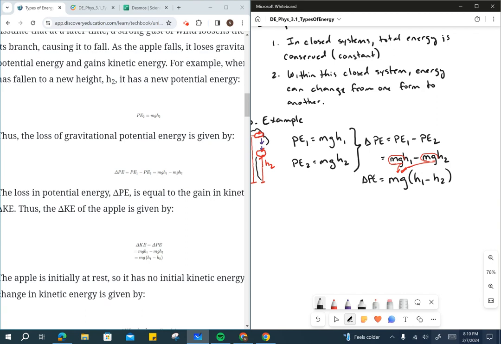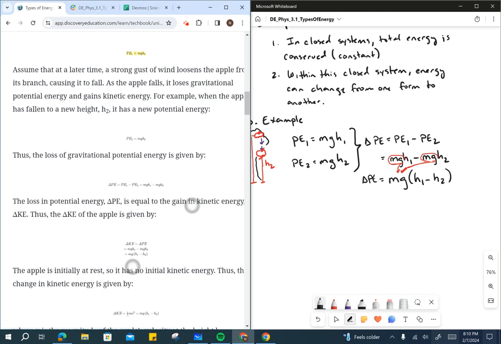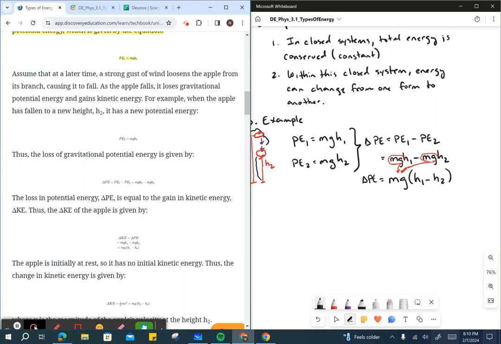Okay. The other thing you have to understand is in a closed system, if you remember there, number 1 up here, in a closed system, total energy is conserved.